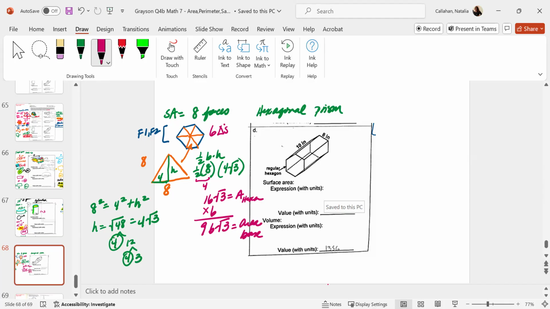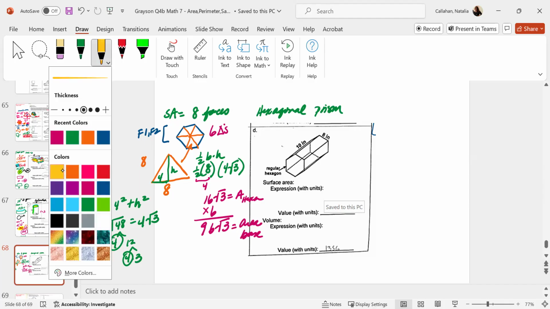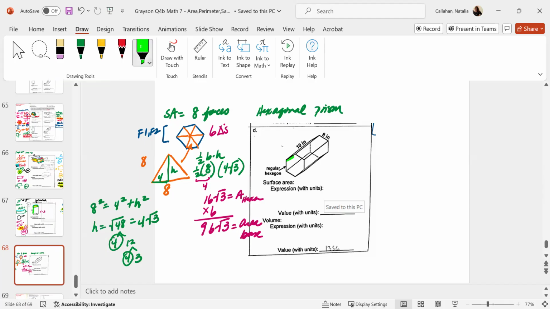Now, how many areas of the base do I have again? There's one. How many are there? Two. So that's times two, correct? So times it by two, it's 192 square root 3. Would you physically square that? You cannot. This is what it is. This is going to be the area of two hexagons. So I'm going to circle this one. I'm going to use it. Okay. Now, that's face 1 and face 2.